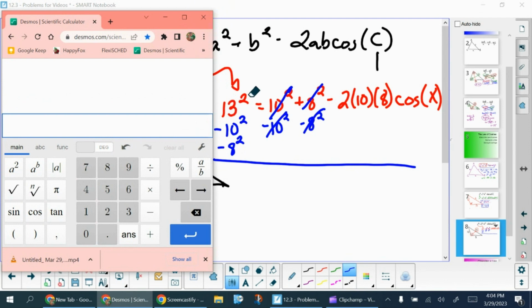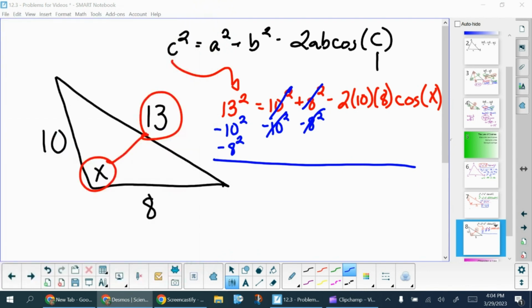So I'm just going to go ahead and type what I've got here, 13 squared minus 10 squared minus 8 squared. You could definitely do this without typing everything in, but it just gets a little bit cumbersome. So 13 squared minus 10 squared minus 8 squared is 5. Awesome. So I've got the equation right now. 5 equals negative 2 times 10 times 8 times the cosine of x.